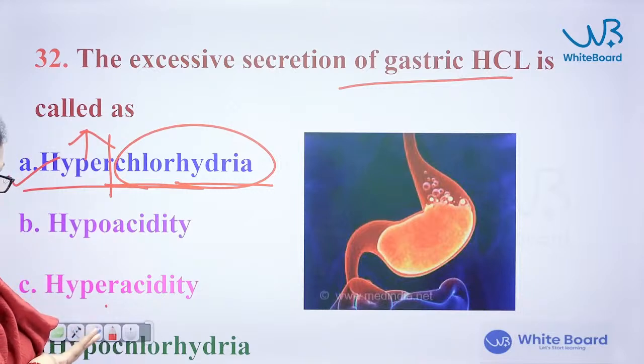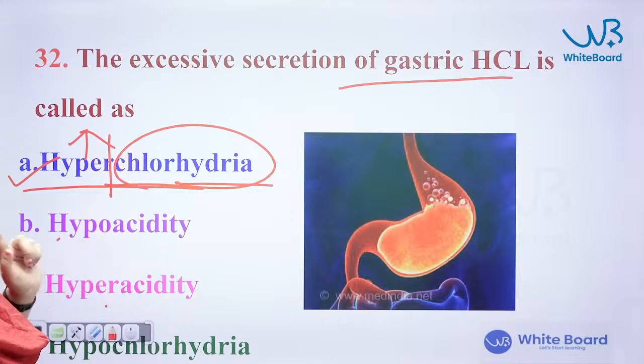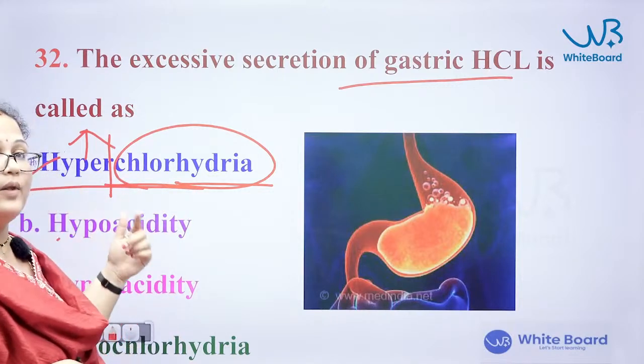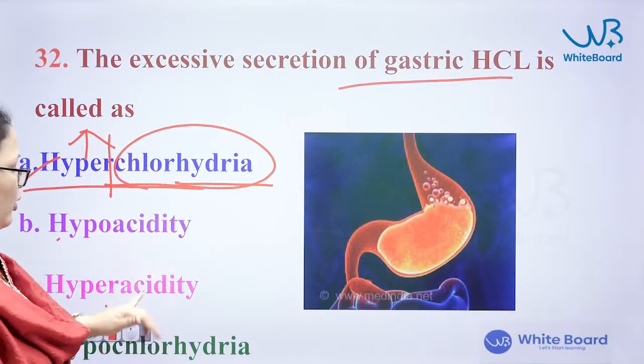Hyperacidity, no, hyperacidity, no, hypochlorhydria, no. Hypo means less, hyper means more. Acidity is not related to the HCl production. So, HCl production is known as chlorhydria. More excess, hyper. Less, hypo. If there is no production, then it is known as achlorhydria.